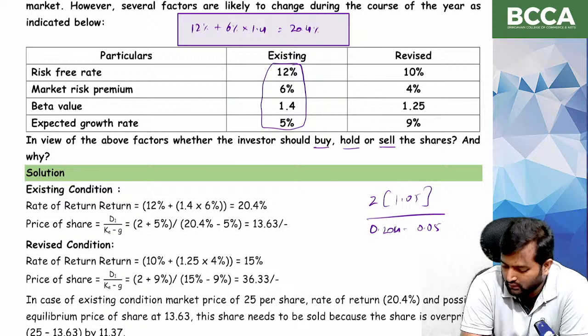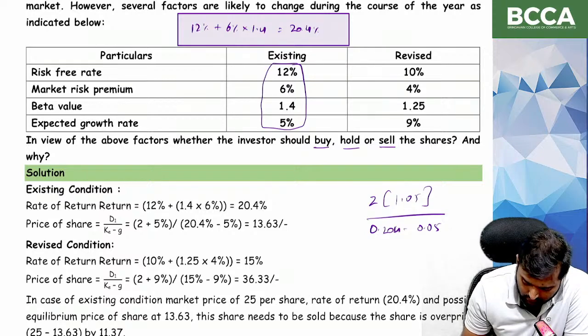Ganesh, did you understand this? Okay. D1 by KE minus G. Okay, I will write the formula first.